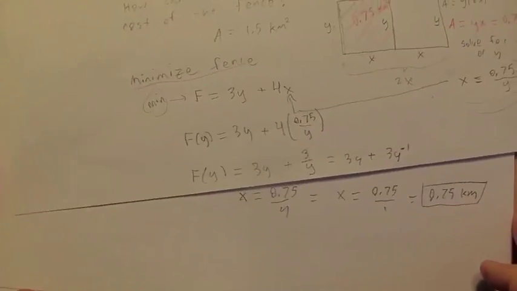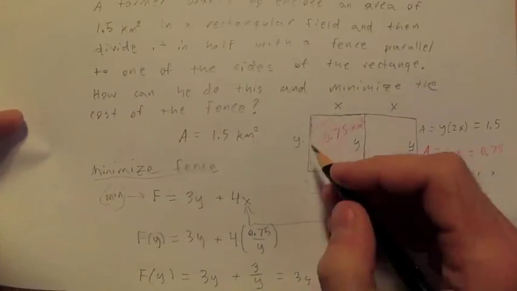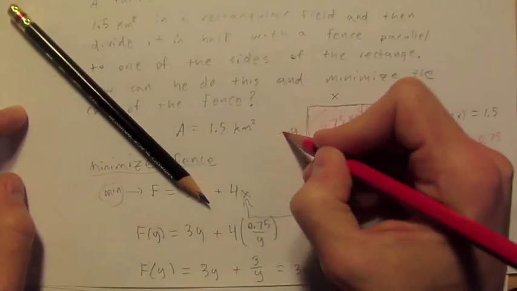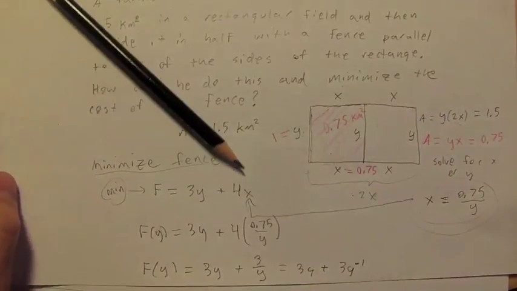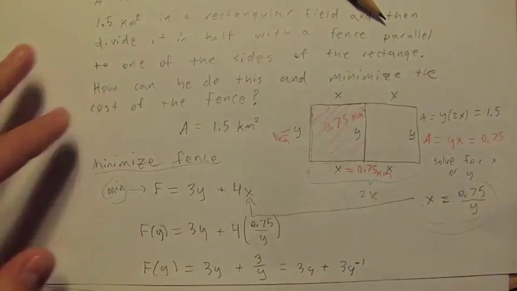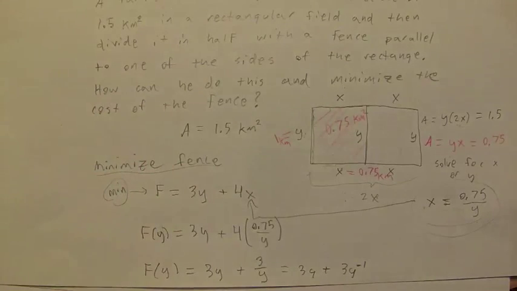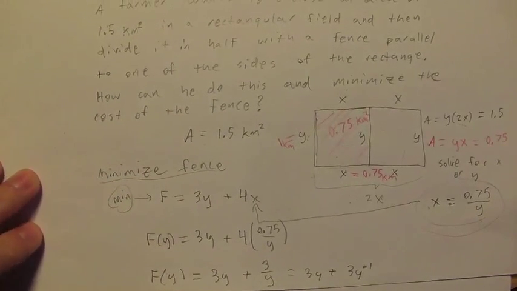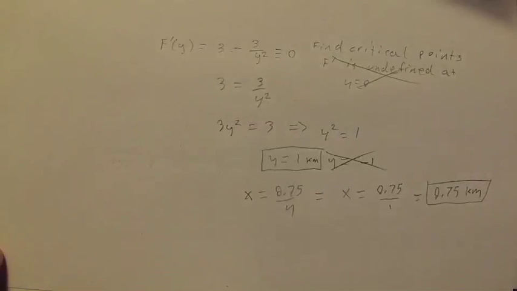So that's how he can do it. He can minimize the amount of fence he uses by letting y equal 1 and x equal 0.75. I don't know about you, but that's not actually something I would have guessed just looking at this problem. But with calculus, it actually comes out to be a not too difficult solution, really. And I'll bring it back to this screen before we move on.